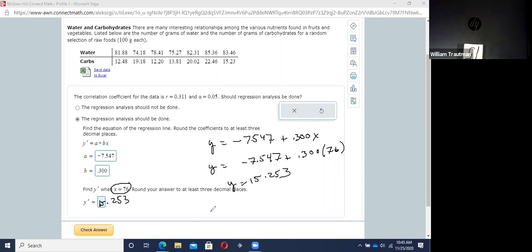Let me type that in. Why am I writing it in if I can type it in? There we go. It's so easy to get something wrong here, because if you type in a wrong number... So I got 15.253. And check our answers. And it says this one's wrong. So the regression should not have been done, but I clicked the wrong one.